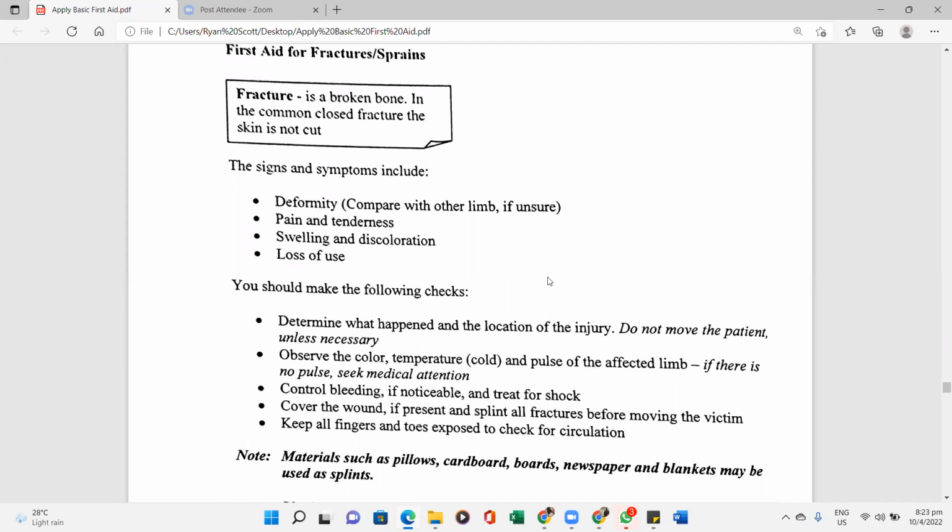Control the bleeding if noticeable and treat for shock. When we say treat for shock, meaning the blood pressure is very low, the pulse very weak, and you can't feel the pulse, then you need to get the patient straight to the hospital as quickly as possible so they can put them on a drip, right? But the main thing is to make sure that the bleeding stops, right? Just cover the wound if necessary and splint all fractures, okay? Keep all fingers and toes exposed to check for circulation.